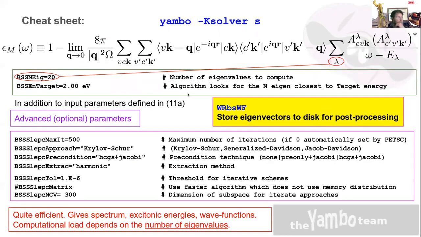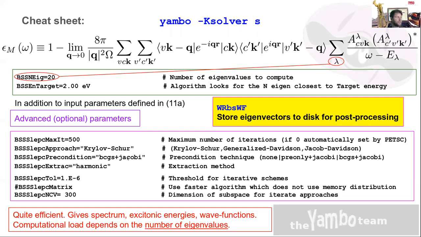So the equation for constructing the dielectric function, you can look again at the cheat sheet, is the same as for the diagonalization solver, with the main difference that this sum over lambda is now limited to few eigenvectors. Few eigenvectors eventually around a specific target energy. Now, SLEPC is a very sophisticated library, and Yambo can exploit some of the schemes implemented.